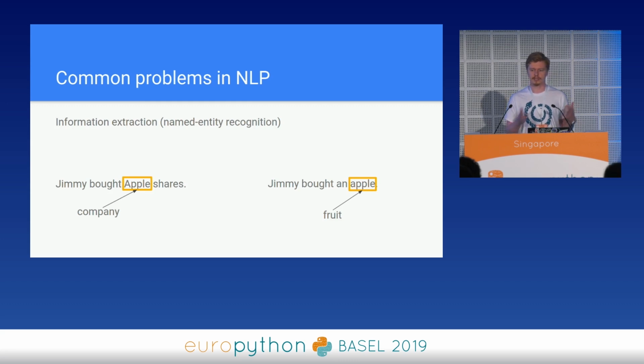We have the sentences, Jimmy bought Apple shares, and Jimmy bought an apple, and we want to know whether apple refers to the company or to a fruit. And this is really useful in search engines, or I would say in ads, because when we have an ad, we want to know whether it should be relevant to fruits, or should it be relevant to iPhones? So these are only a few, the most common ones I would say, but you will learn, if you want, that there are a lot of them.